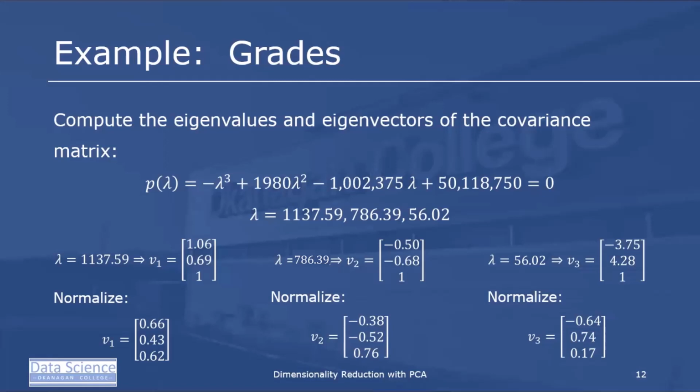So our first lambda gives us an eigenvector of 1.06, 0.69, and 1. Our second lambda gives us an eigenvector of negative 0.5, negative 0.68, and 1. And our third lambda gave us an eigenvector of negative 3.75, 4.28, and 1. We normalize these to be V1 equals 0.66, 0.43, 0.62. V2 is negative 0.38, negative 0.52, and 0.78. V3 is negative 0.64, 0.74, and 0.17.